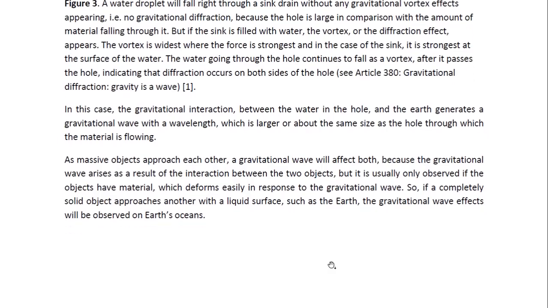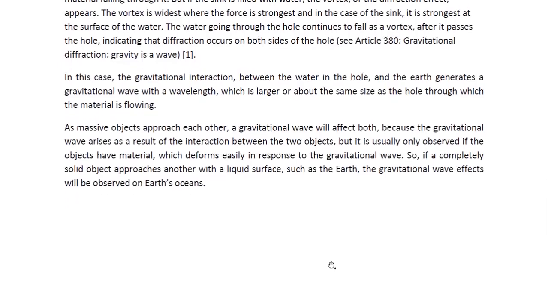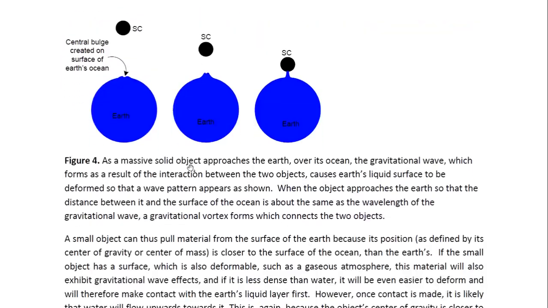So if a completely solid object approaches another with a liquid surface, such as the Earth, the gravitational wave effects will be observed on Earth's oceans. And this is what it looks like. So a gravitational wave forms due to the interaction between the stellar core and the water on the Earth. And the gravitational wave produces this wave.